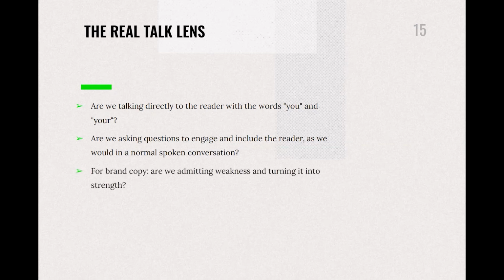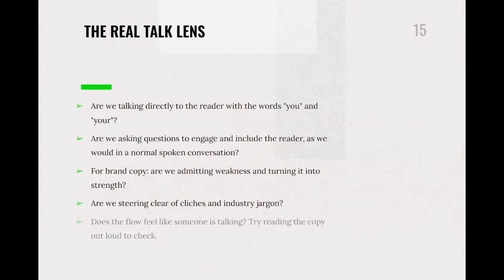For brand copy, are we admitting weakness and turning it into a strength? This is a very powerful technique. Avis famously did it with their campaign. You know, we're number 2 at rent-a-cars, so we try harder. Are we steering clear of cliches and industry jargon? Does the flow feel like someone is talking? Try reading the copy out loud to check. Really good tip there. And let's move on.